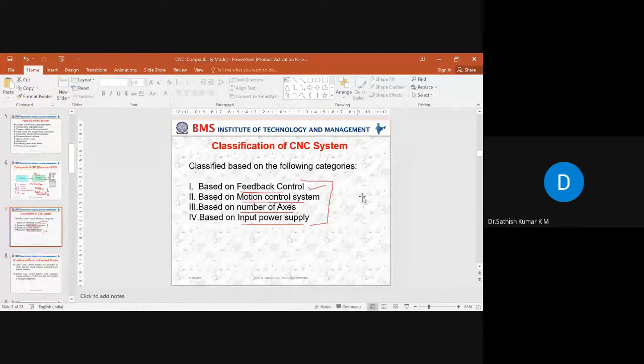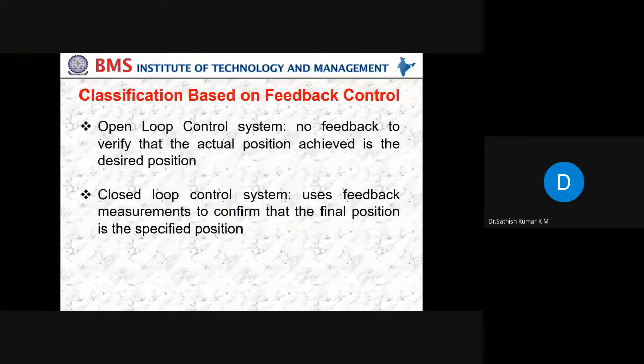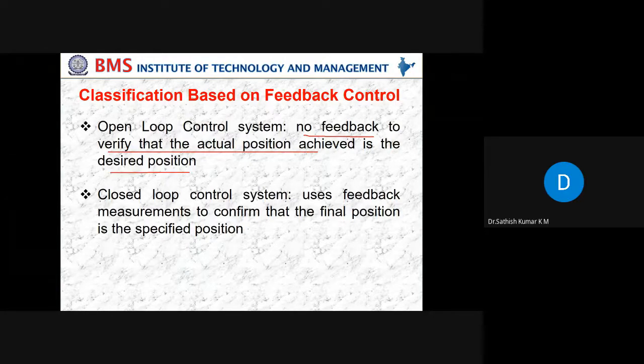Now, in CNC, based on feedback control, the first one, we have two different types. One is called the open loop control system, the other is called the closed loop control system. Very simple. In an open loop control system, no feedback is taken to verify that the actual position achieved is the desired position. What do you mean by this? Let me explain.